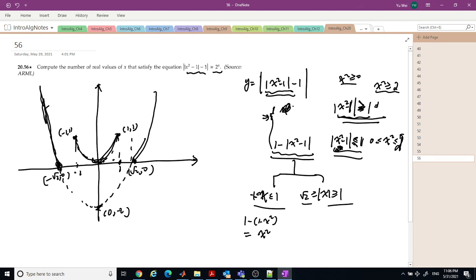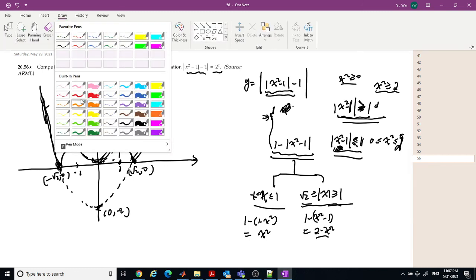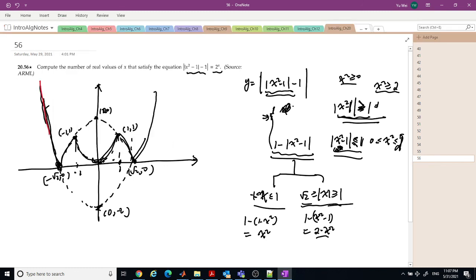If this is the other case, we know this is a positive number, so it becomes 1 minus x squared minus 1, which becomes 2 minus x squared. So the maximum is 2, right? It's this one, (0, 2), and this one. So now we have figured out the function plot on the left side. This is the most difficult part.